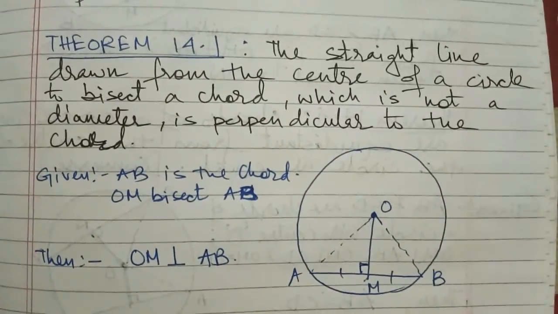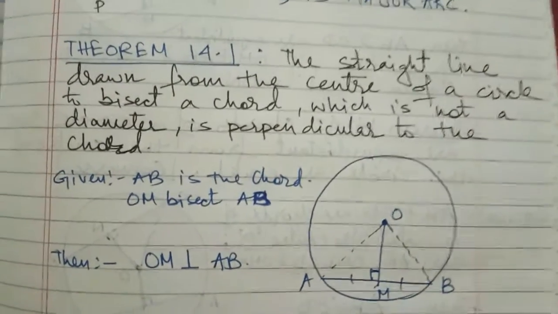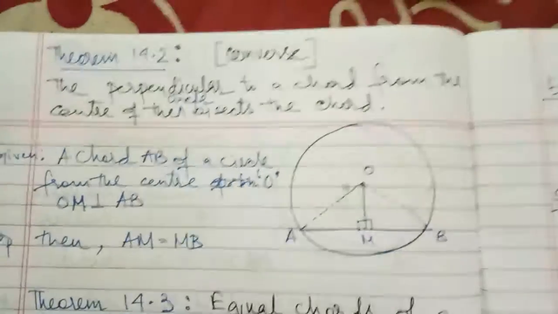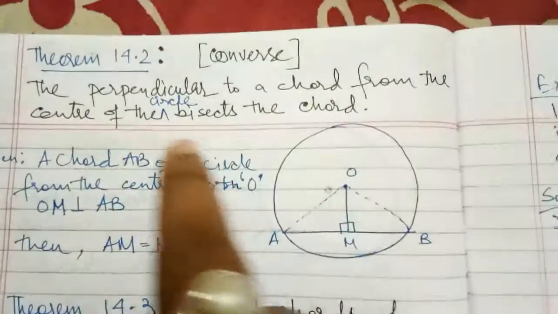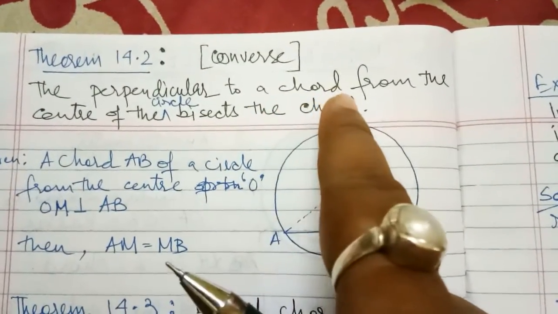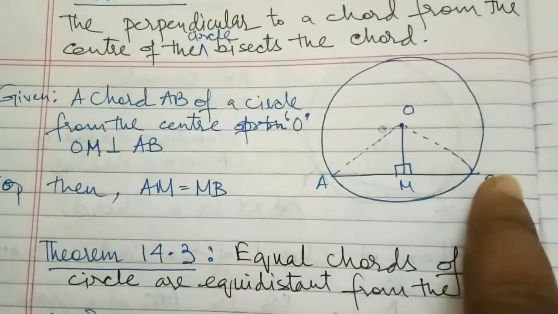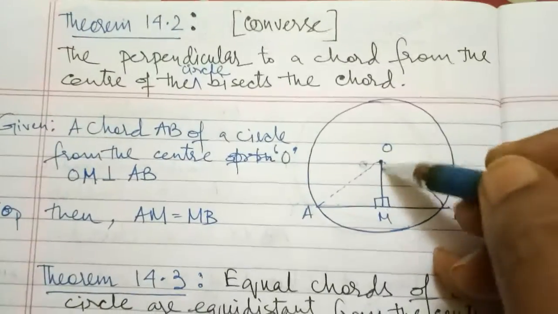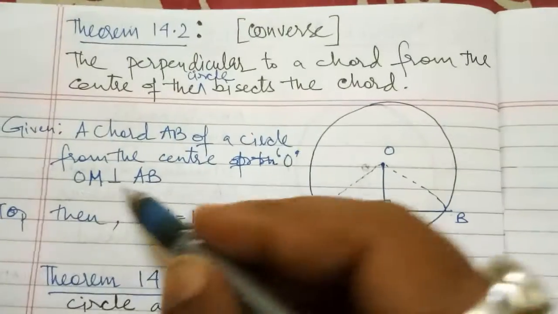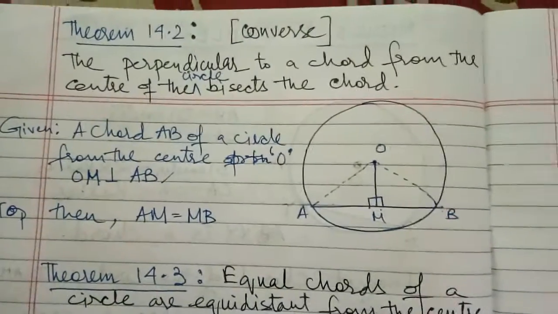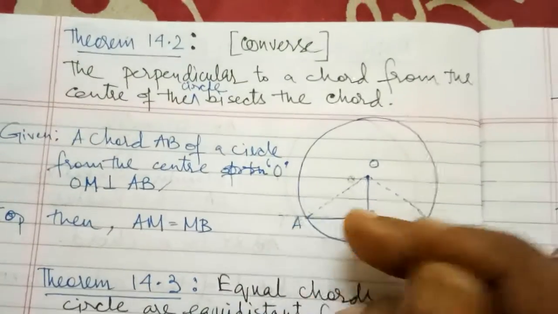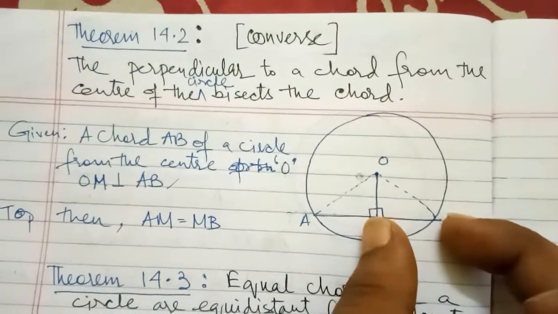Okay. Next, 14.2, the converse of your 14.1 only. The perpendicular to a chord from the center of the circle bisects the chord. That means what? Here AB is the chord given, and it is given that OM is perpendicular to AB. Now definitely the opposite will be: AM equals MB.